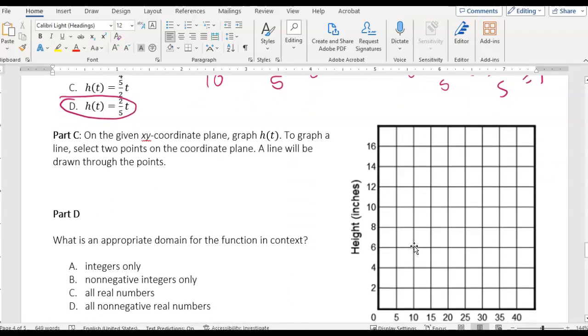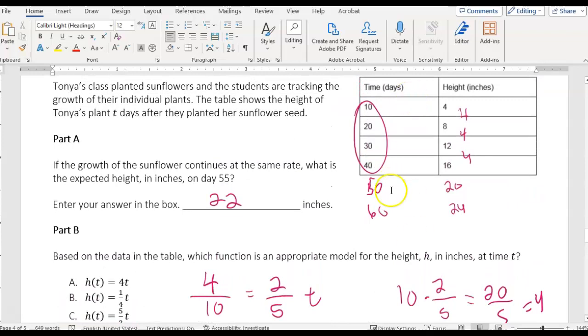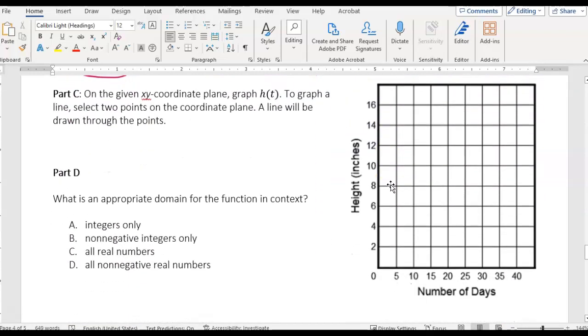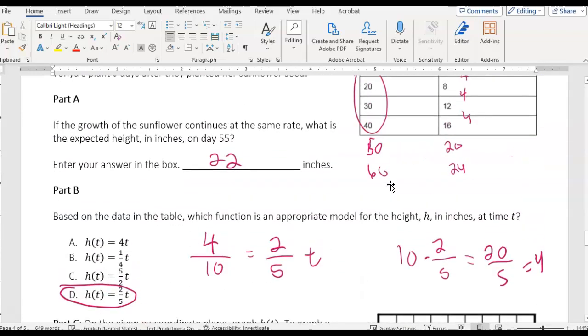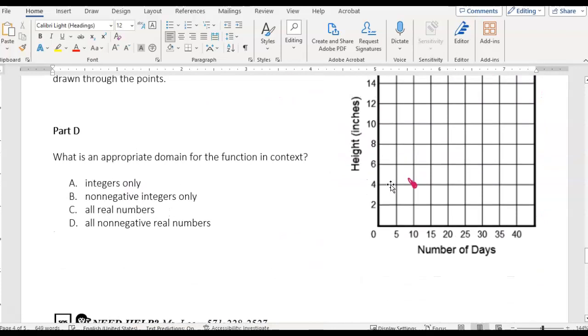Part C, on the given xy coordinate plane, graph h of t. To graph a line, select 2 points. Okay, so on the computer, you graph 2 points and then it should draw the line for you. So we really only need to start with 2 points. So if we have 10 days and 4 inches, this is 1 point here. And then we have 20 days and 8 inches. That's another point that we would have that can draw a line, right?